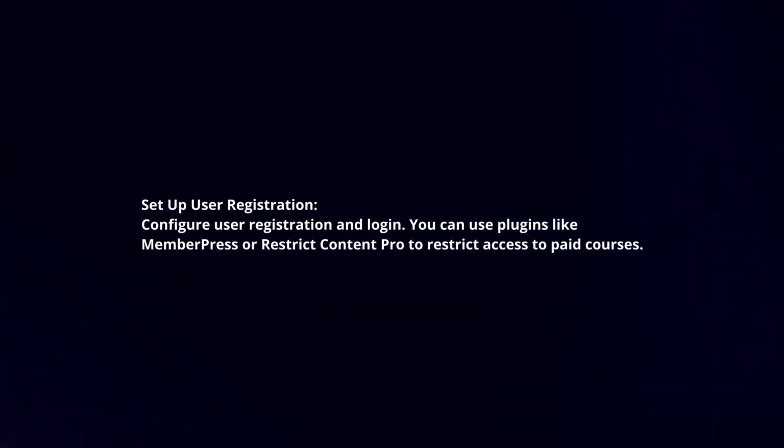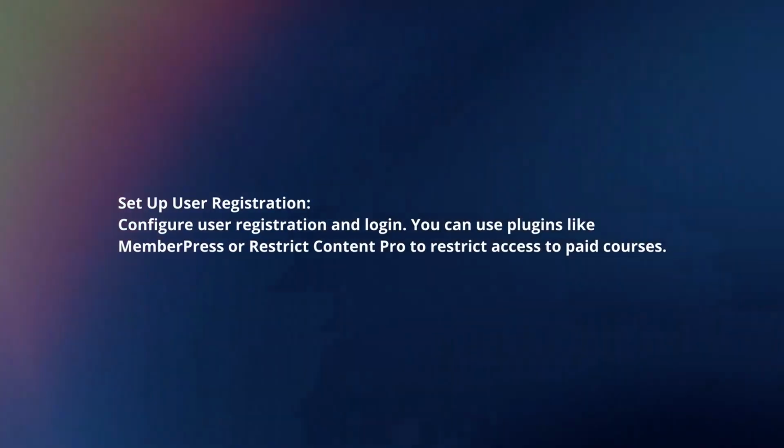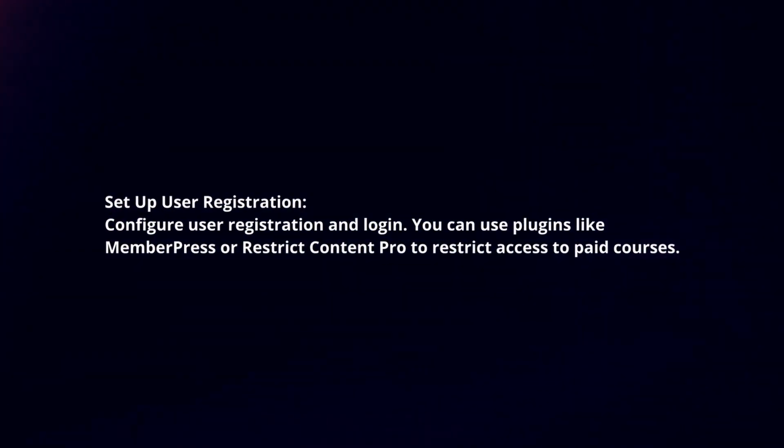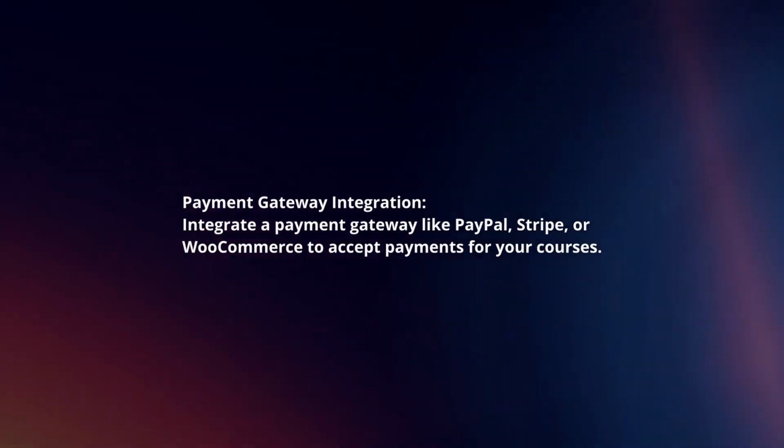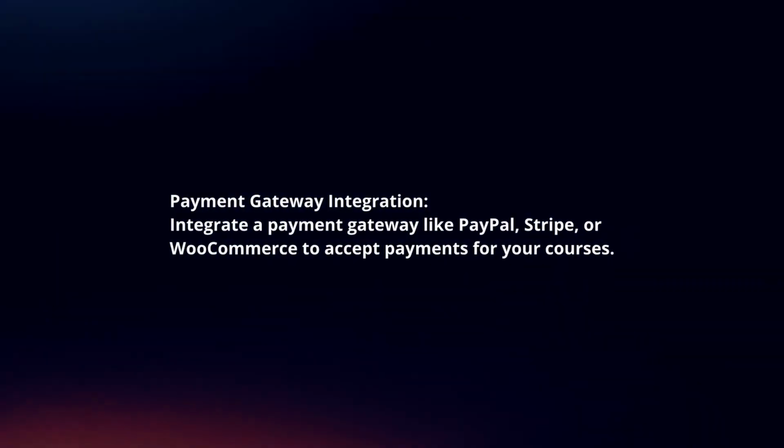Set up user registration. Configure user registration and login. You can use plugins like WordPress or Restrict Content Pro to restrict access to paid courses. Payment gateway integration. Integrate a payment gateway like PayPal, Stripe, or WooCommerce to accept payments for your courses.